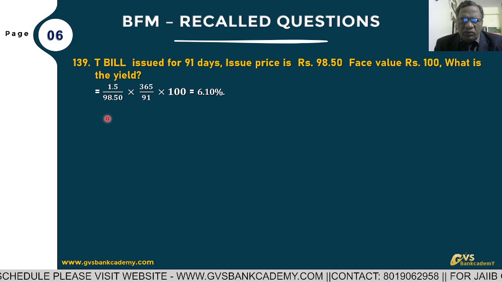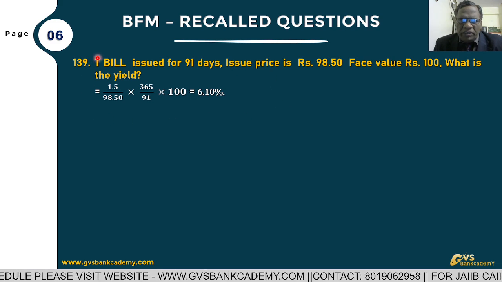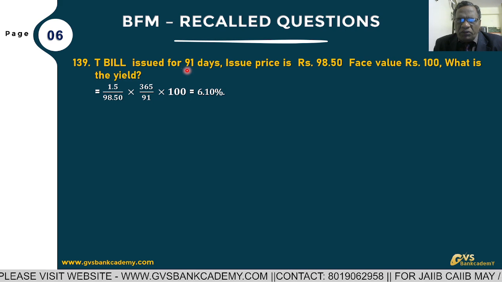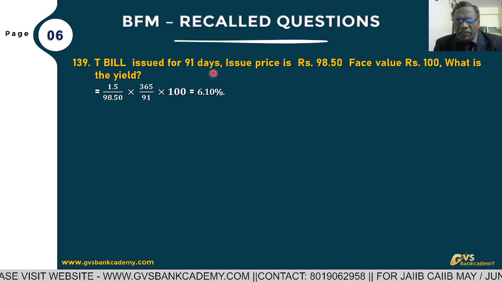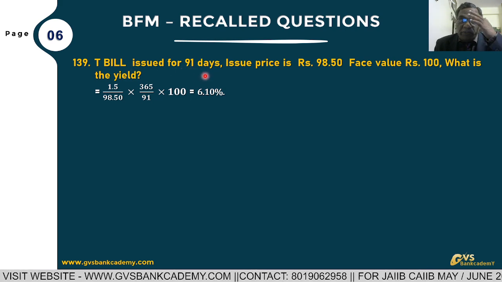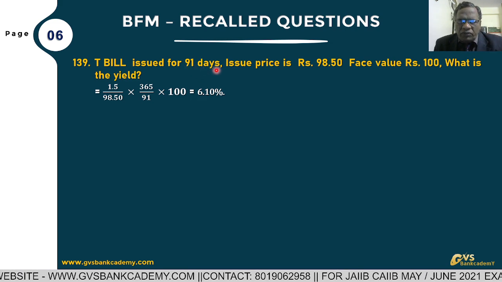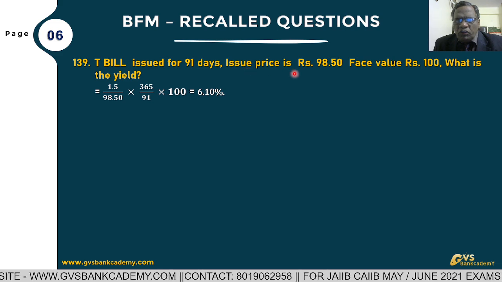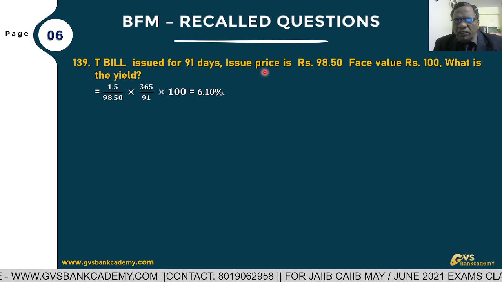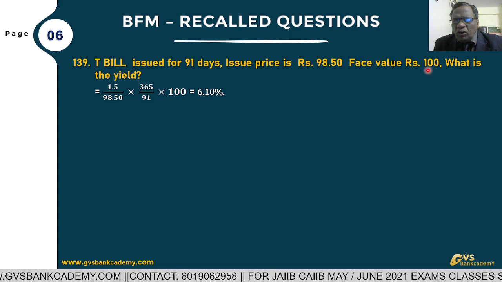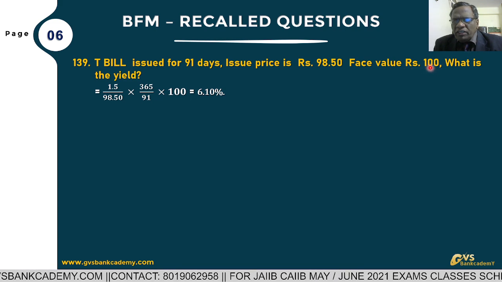This question is also asked very frequently. Once again I am repeating. It is issued for 91 days; the period is 91 days for this Treasury bill. Normally Treasury bills are issued for 91 days, 182 days and 364 days. So 91 days, the issue price is 98.5. The investor is investing 98.5. The face value is 100, so on maturity the investor gets 100 rupees.